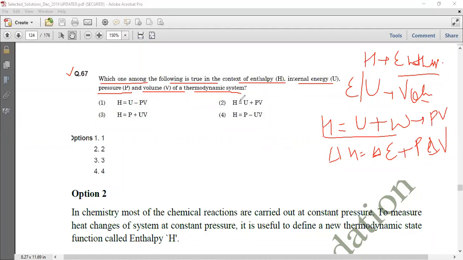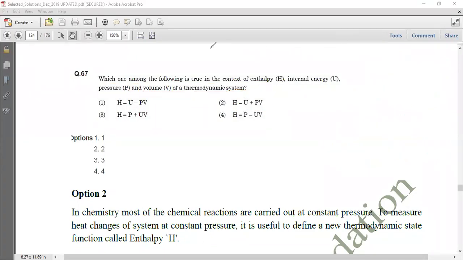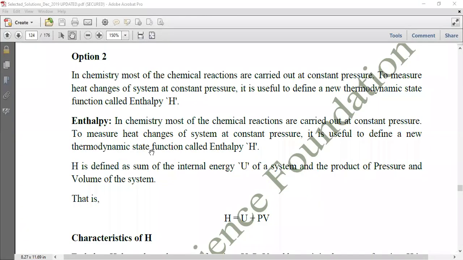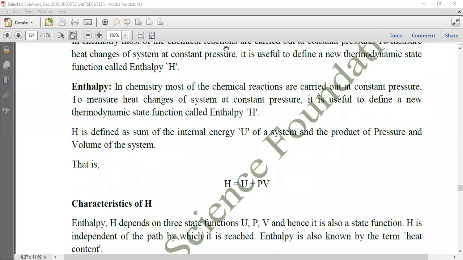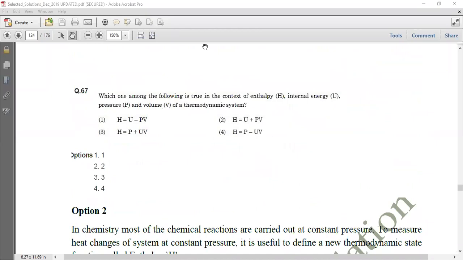So according to this, the second is the correct option. Here we can take the second as the correct option. So we can see the explanation. Yeah, so it is here: delta H is equal to U plus P delta V. And characteristics-wise, I told you that enthalpy is heat exchange at constant pressure, internal energy is heat exchange at constant volume. So for 67, the second is the correct answer.